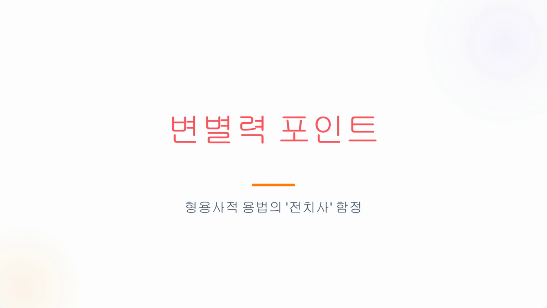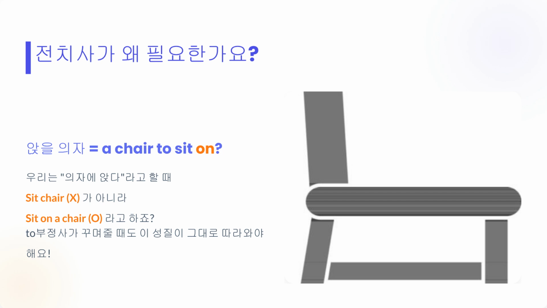Here is a critical point: the preposition trap in the adjective usage. This is essential for advanced students. Why are prepositions necessary? For a chair to sit on, we say sit on a chair in English, not sit chair. The preposition on must follow the to infinitive to maintain the proper relationship.